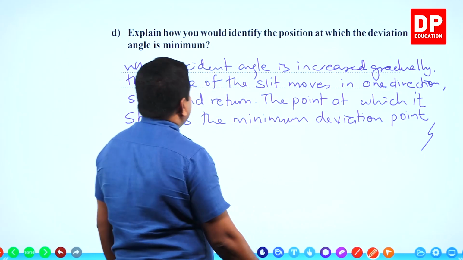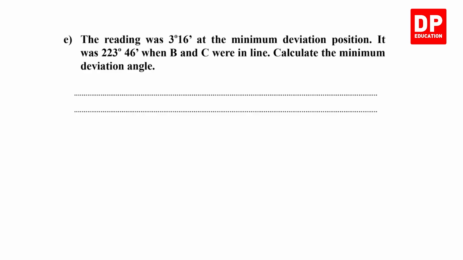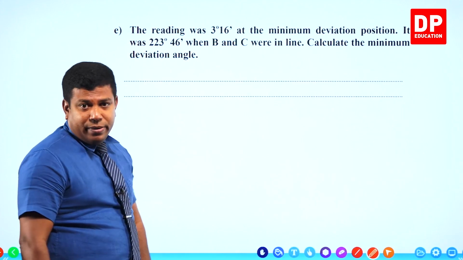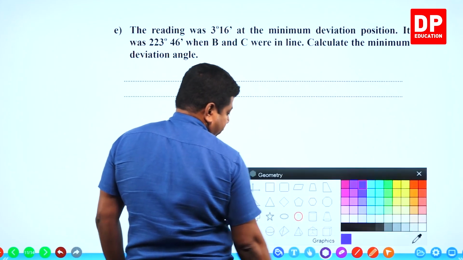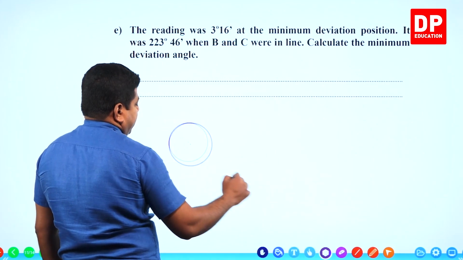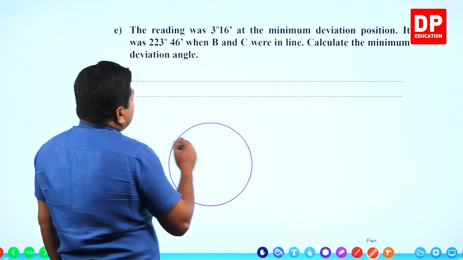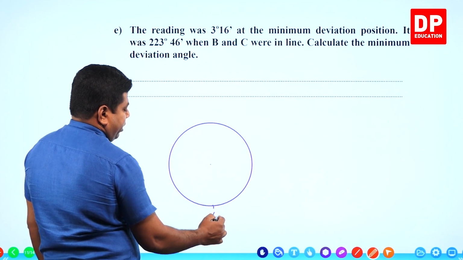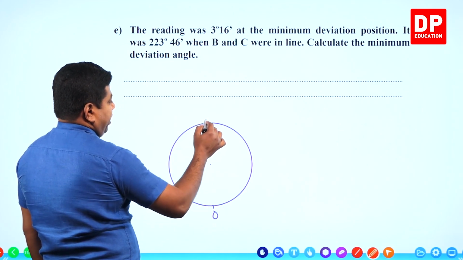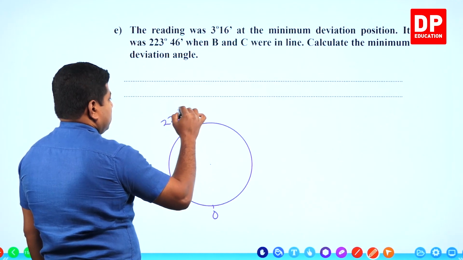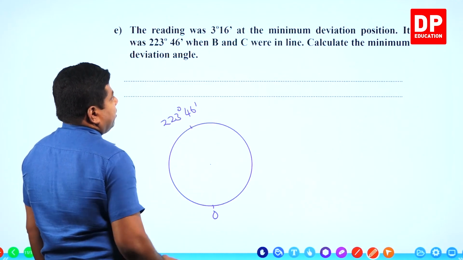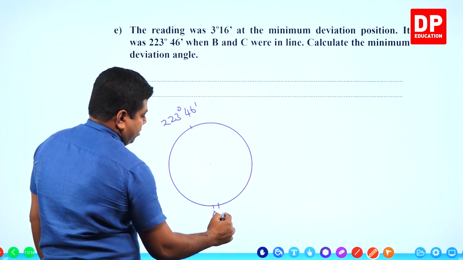Easy. Next, the reading was 3 degrees 16 minutes at the minimum deviation position. It was 223 degrees and 46 minutes when B and C were in line. Calculate the minimum deviation angle. See, if this is your scale, you don't have to draw this for the exam, just for you to understand. If I take 0 here, 270 will be here, 180 is here, 223 degrees 46 minutes, and 3 degrees 16 minutes would be here.